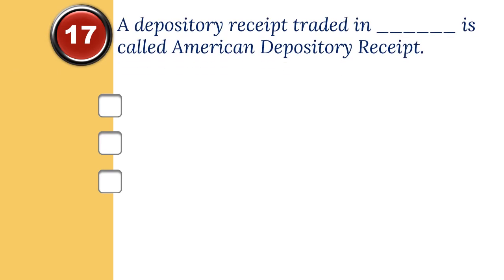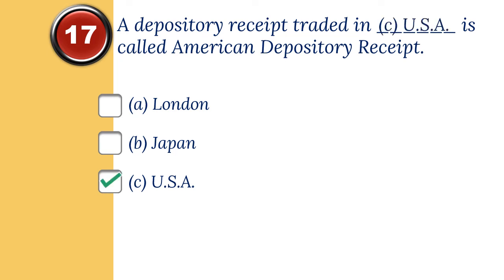17. A depository receipt, traded in dash, is called American Depository Receipt. The options are A. London, B. Japan, C. USA, and the correct option is C. USA.